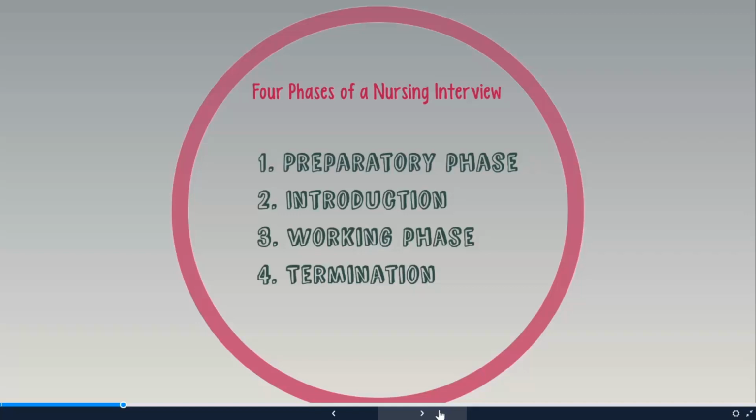So the 4 phases of the nursing interview are something that are very important for the nurse to know and be able to essentially do in their everyday nursing practice. So let's talk about the first phase, the preparatory phase. The words themselves kind of talk about what's going to happen in that phase, which is nice. So the preparatory phase, you can imagine that's preparation. You're going to prep for the interview.